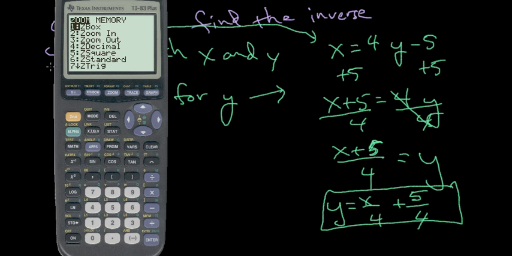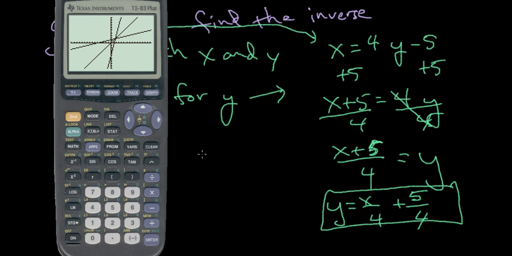Now I'm going to go zoom square, and you'll see it even better. Okay, there's the first graph, there's the second one, and there's that y equals x line. You notice the symmetry there? These things are inverses of one another, and so they reflect across this line y equals x.